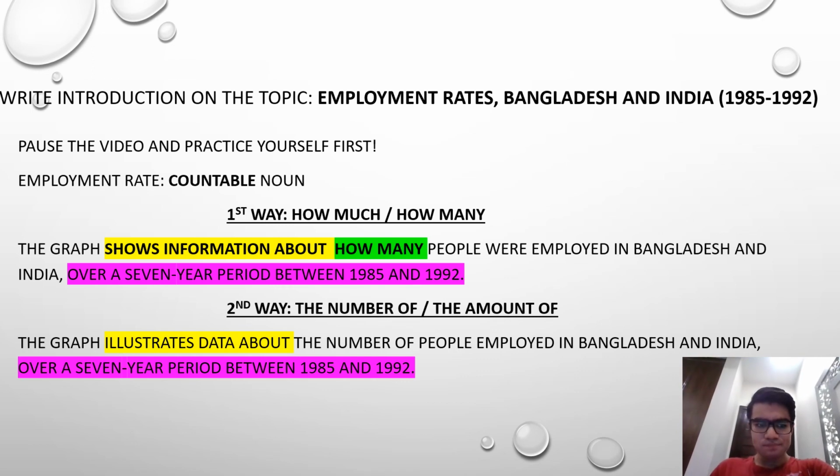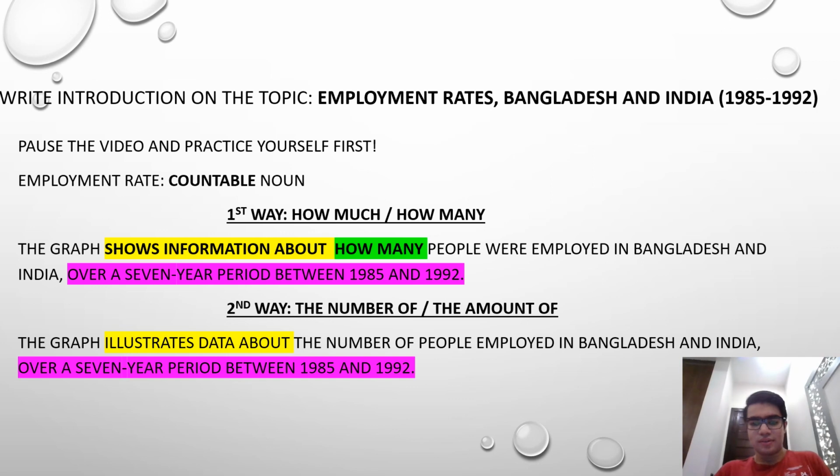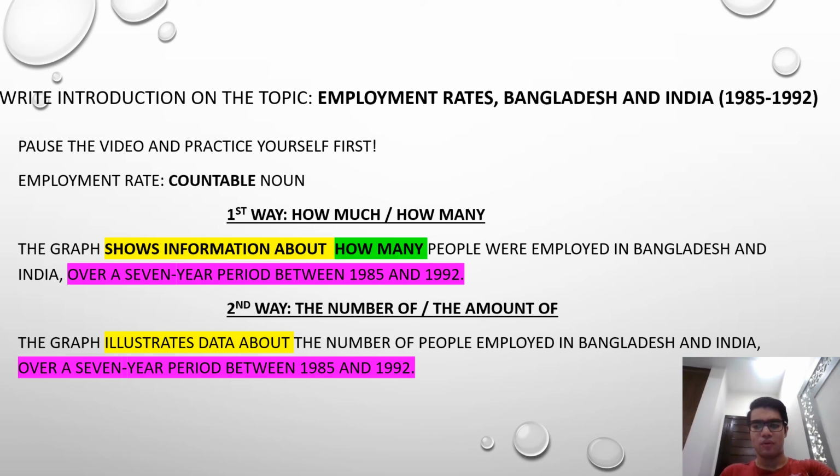So we would say the graph shows information about how many people were employed in Bangladesh and India over a 7-year period between 1985 and 1992. Mention the country's name, mention the time period, and mention the subject, which is how many people were employed. Second format, we would say the graph illustrates data about the number of people employed in Bangladesh and India over a 7-year period between 1985 and 1992. This is the second format. When you say illustrates data, you should say the number of. So that is it.